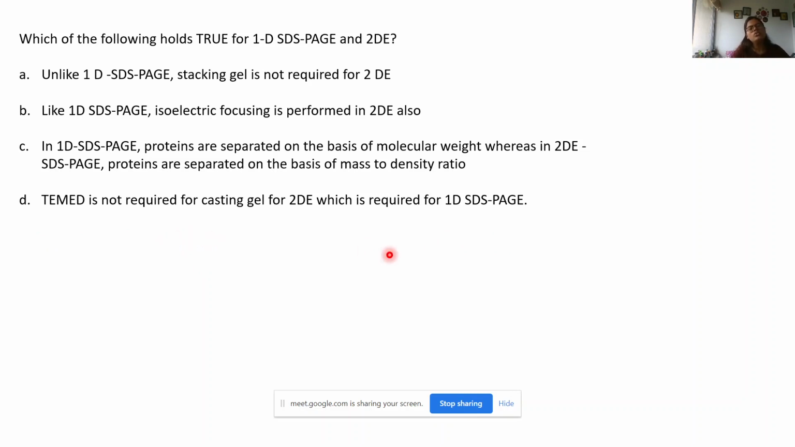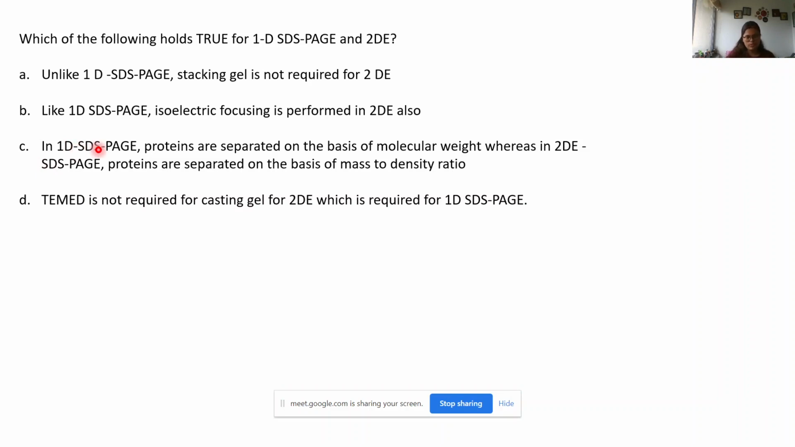2D means you are separating using two dimensions. First is isoelectric focusing and second is SDS-PAGE, while in one-dimensional SDS-PAGE, you are just separating based upon SDS-PAGE. Because even in 2D you are using SDS-PAGE, that is why TEMED will be required. Now we will look at another option. So this is not correct. This does not hold true. Now we'll go to option C.